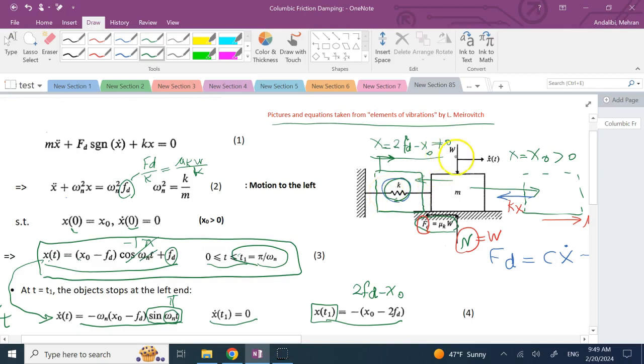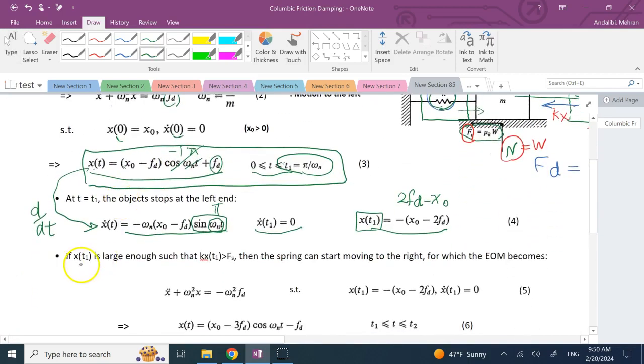And there is some spring force. Now, if the spring force here is enough to overcome the static friction, then the system is going to now move to the right. So if x of t1, this guy here, is big enough so that the spring force, k times x of t1, is bigger than the static friction Fs. This Fs is mu s times what? Times w. If this is bigger than that, now the spring force is going to push back.